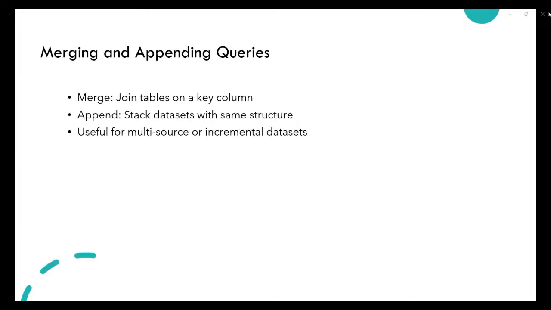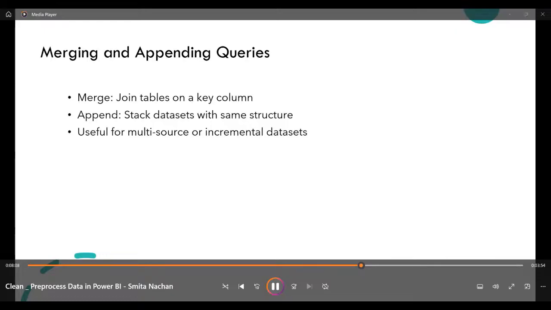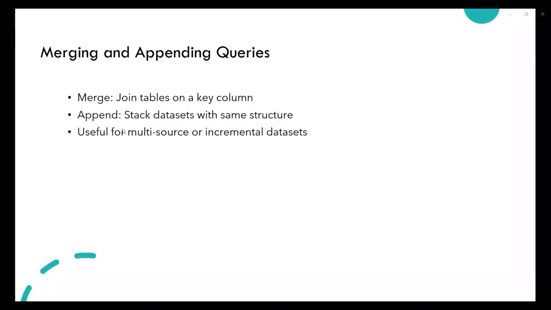Next we have append. Appending is different. Instead of joining, it stacks the data on top of each other. You use it when you have multiple data sets with the same structure. For example, monthly sales files for January, February, and March. Appending them combines all months into one unified data set. Both of these techniques are extremely useful for multi-source or incremental data sets.